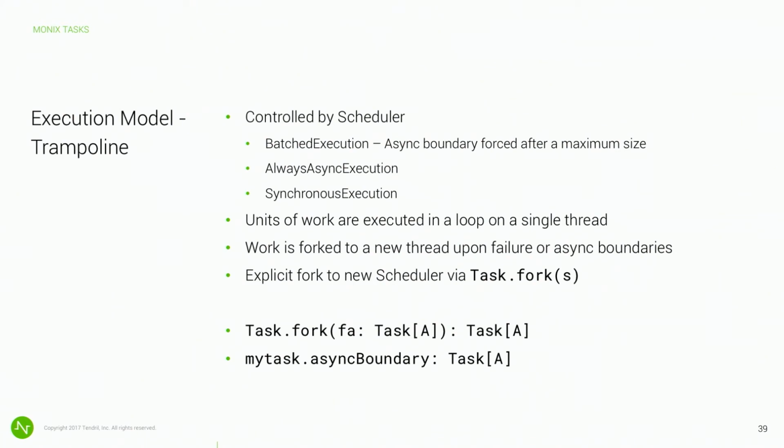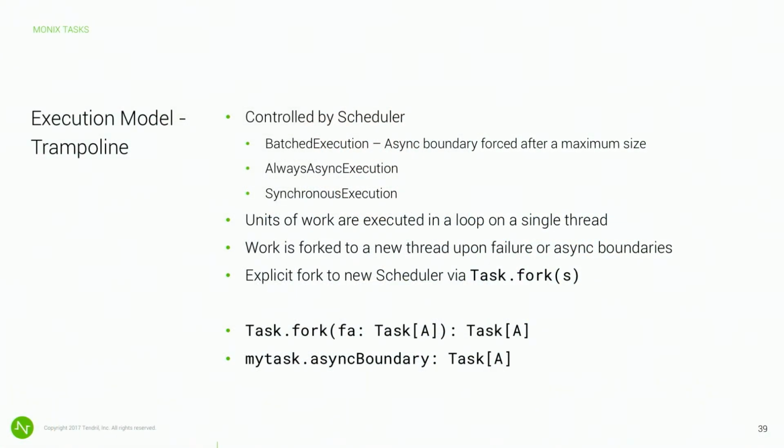So let's talk about the execution model. The execution model for these is something called a trampoline. It's almost always controlled by some kind of scheduler. In the Monix case, the scheduler has a few different modes that it can operate in. The default one is batched execution, and what that's going to do is try to keep running on the same thread as long as possible, and then periodically forking to a new thread. So after you reach a number of tasks on that queue, fork to another thread to do more.